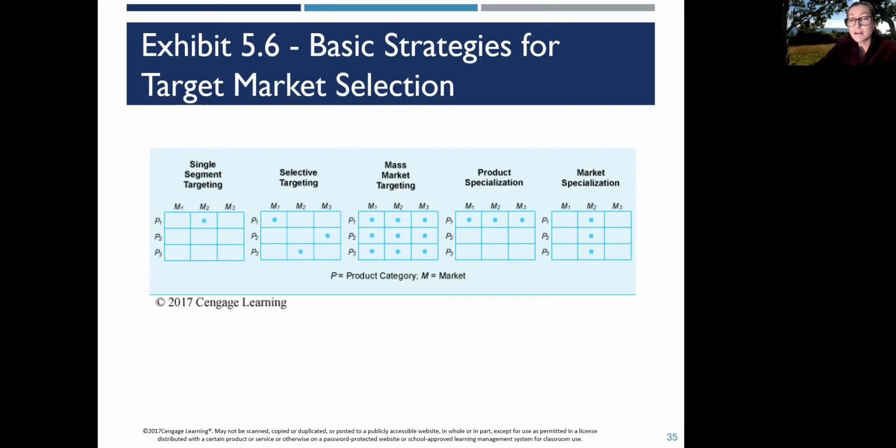Okay, the mass marketing approach just targets everybody. In the product specialization approach, you'll have one product to target different markets. So you're specializing in the product that is provided to 3 different markets. And in the market specialization, you have 3 different products that are marketed in the same way.